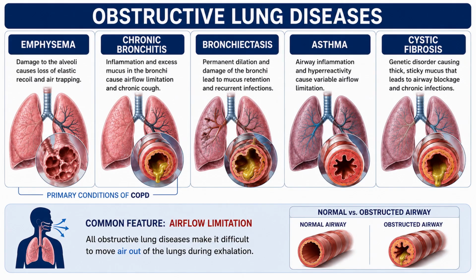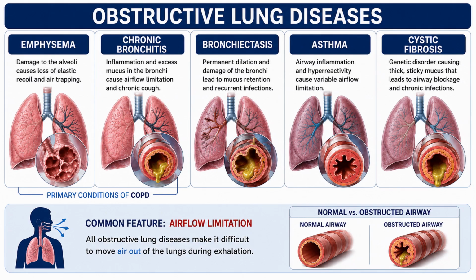The 5 major obstructive diseases are emphysema, chronic bronchitis, bronchiectasis, asthma, and cystic fibrosis. As shown in the illustration, emphysema damages the alveoli, causing a loss of elastic recoil and air trapping. Chronic bronchitis is characterized by inflammation and excessive mucus production that narrows the airways. Bronchiectasis causes permanent dilation and damage to the bronchi, leading to mucus retention and recurrent infections.